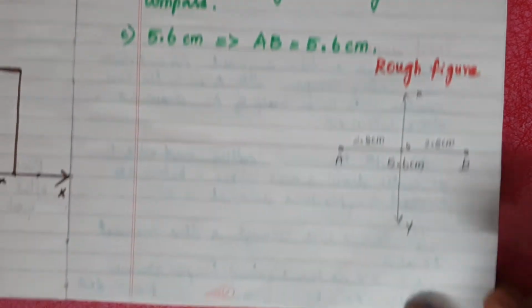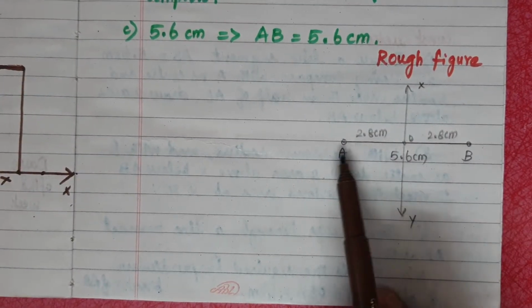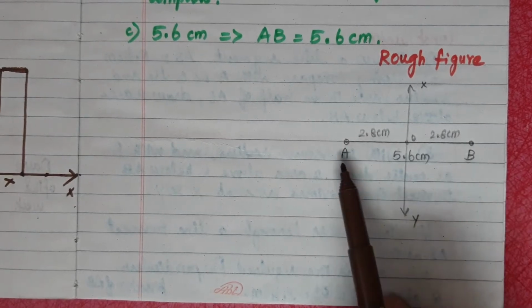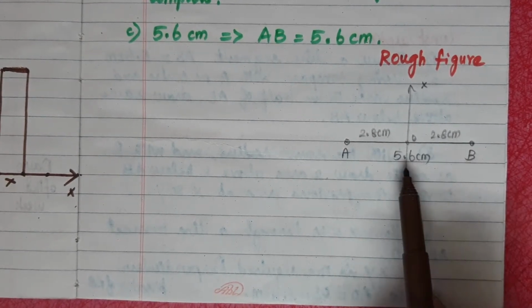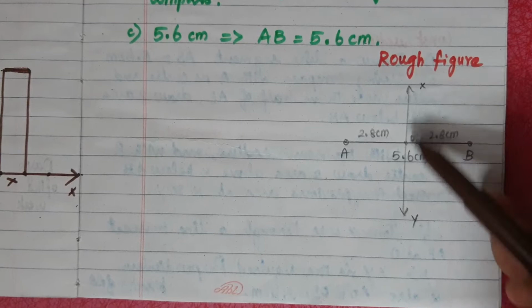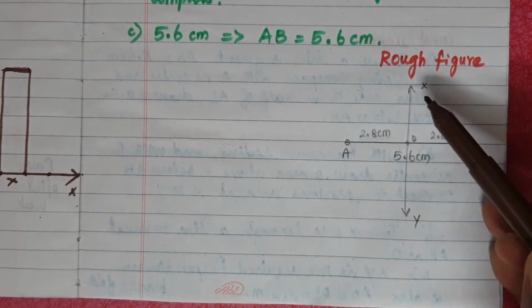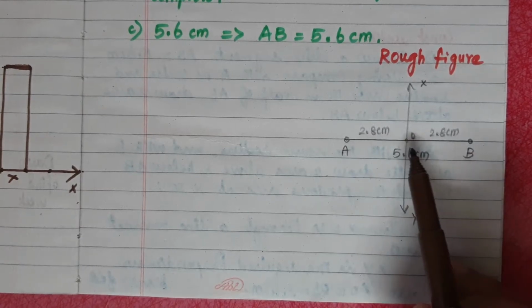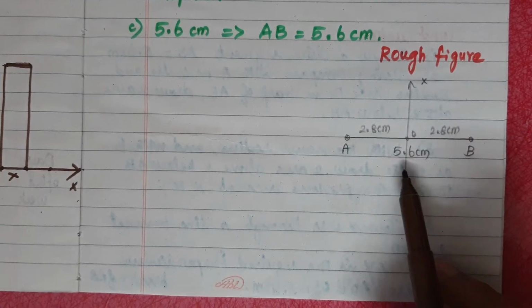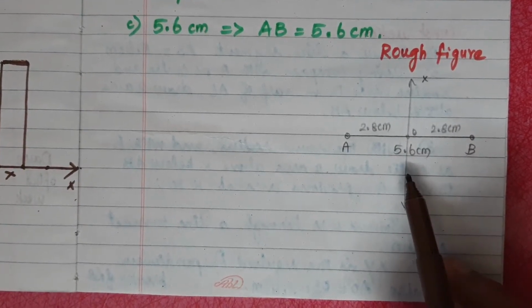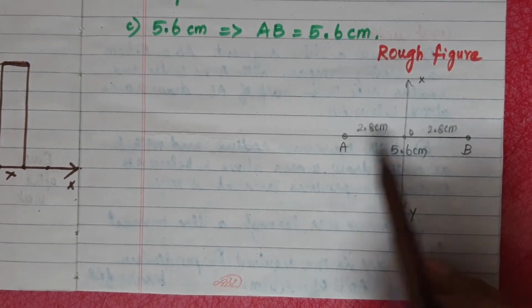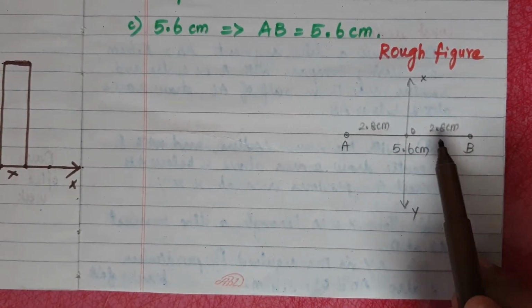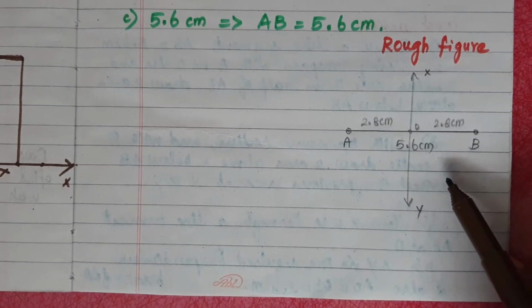And I have done the rough figure. This is the way to do the rough figure. One small line you put, name it as AB like this, and write 5.6, and in the middle you have to draw one line and name it as XY, and this AO and OB will be in equal length, which means 5.6 divided by 2 is 2.8. So AO will be 2.8, OB will be 2.8. Like this you have to draw for the rough figure.